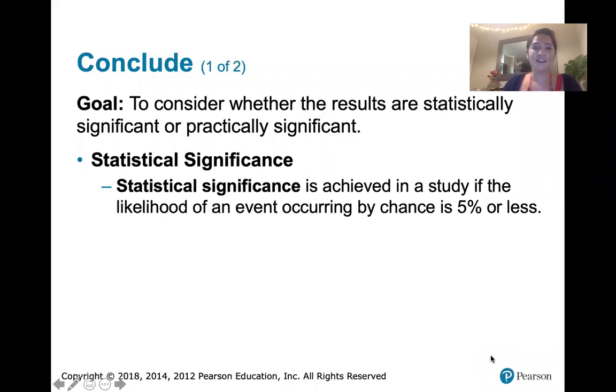Triola says that statistical significance is achieved in a study if the likelihood of an event occurring by chance is 5% or less. So what that's saying is, if it's only likely to have occurred by chance like 4% of the time or 2% of the time or 5% of the time, then we're going to say that's pretty unlikely. That's statistically significant. Otherwise, we're going to say it's not.